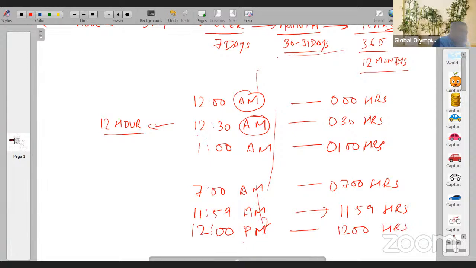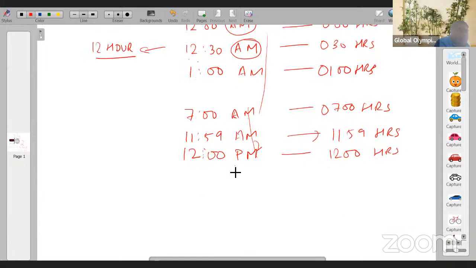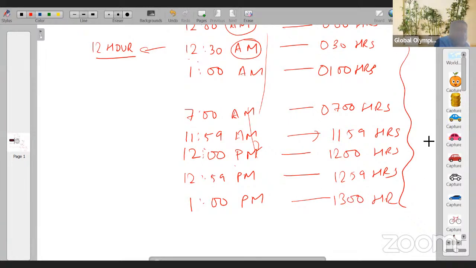Now we go a little ahead. In this clock, as I said, after 12 it has to become 1. So it will go till 12:59 PM, and it will be 12:59 hours. But after 12:59 PM, it won't become a 13. It will again become 1 PM this time. But this one will be called 1300 hours because this one is following a 24-hour system. If we call the time in hours, but normally we call AM PM.